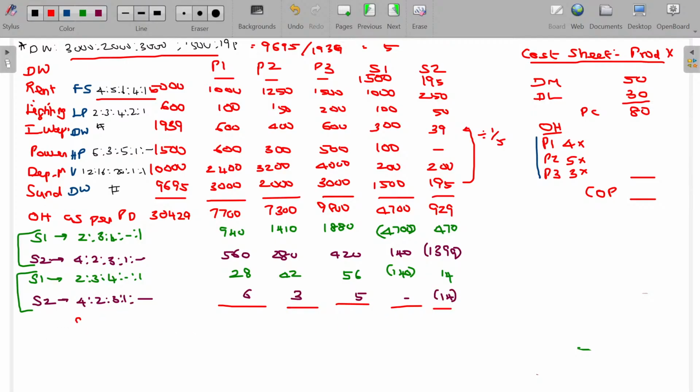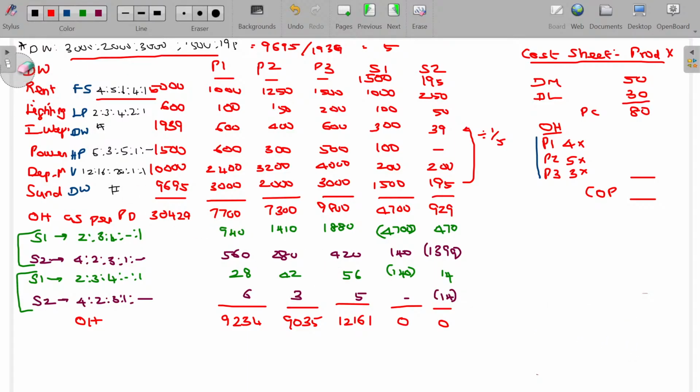This is about the overhead after the primary and secondary distribution. For the last two departments, it becomes 0. For P1, it may be 9,234, P2 9,035, and this one being 12,161. Hope we'll now be able to understand.